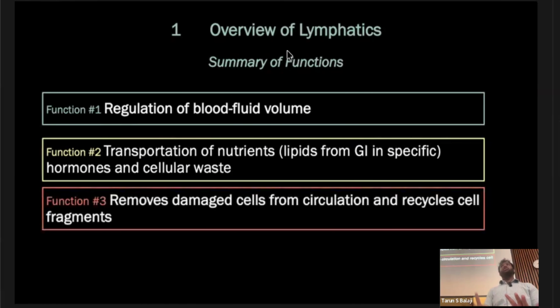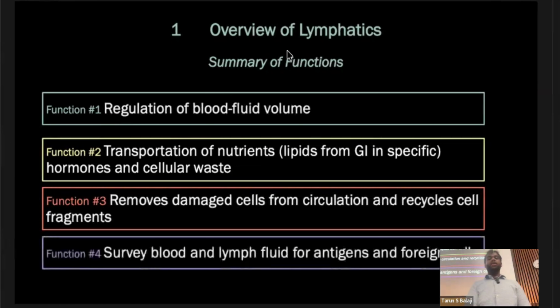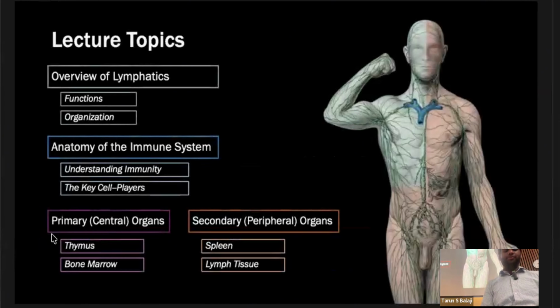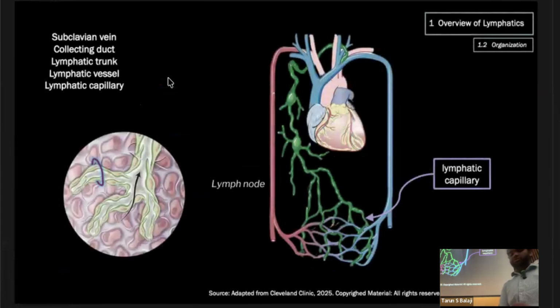We're also removing damaged cells from circulation and recycling these cell fragments, because we've got all of these lovely cells that do phagocytosis. And we're surveying blood and lymphatic fluids for foreign cells and antigens. Lovely. So we're going to check. Yay. Okay, now let's look at the organization of this system.